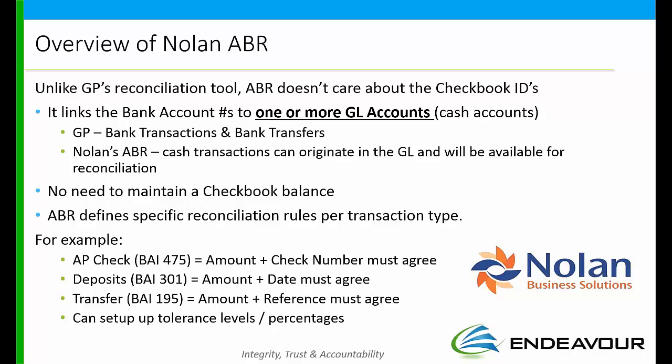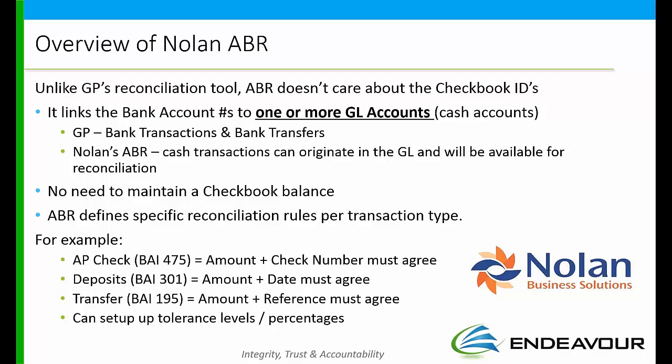And also, you can define specific reconciliation rules, as I mentioned before. I have an example here for transaction types. AP check: you can say that the amount and the check number must agree. Or for deposits, you can say that the amount and the date have to agree. Or for transfers, you can use the reference. So if you have something useful in the reference field on the bank statement that you also have on the GL side, we can use that as well.